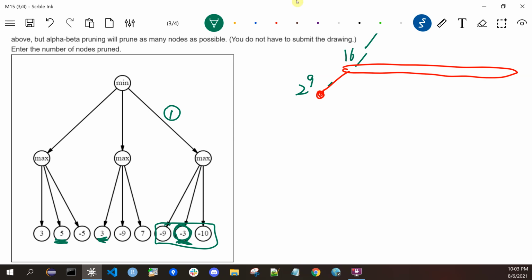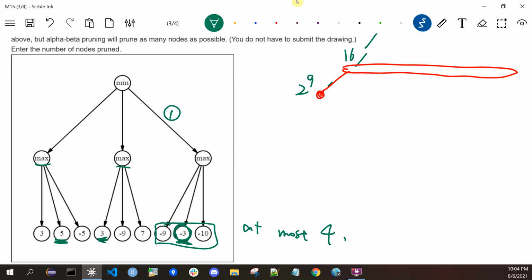And for the same reason, we need to search at least one of these nodes in the remaining branches, so we can prune for any number you have. We can prune at most 4. So we only need to figure out among those 4 possible ones, how many can we prune. So let's start with the first branch.